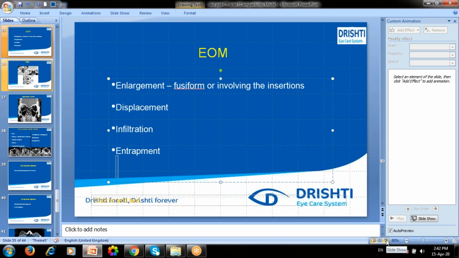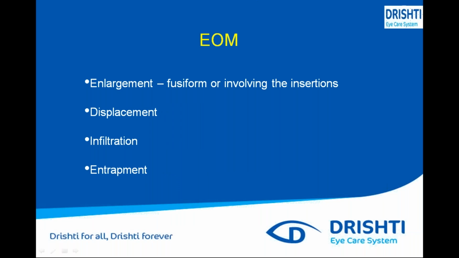So coming towards the EOM. EOM is extraocular movement involvement. If your extraocular muscles have been involved, what has to be seen? Whether enlargement of the muscles is there or not has to be seen. Whether displacement of the muscles is there or not has to be seen. Infiltration means the spreading of the tumor in the extraocular muscles, whether it is there or not. Entrapment means the muscle is totally hanged over with a mass; the mass has totally suppressed the muscle and it is not able to move. Whether entrapment is there or not has to be seen. So in the EOM part, these four things have to be seen.